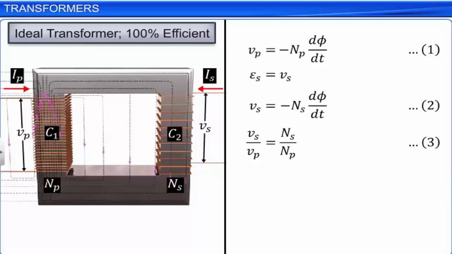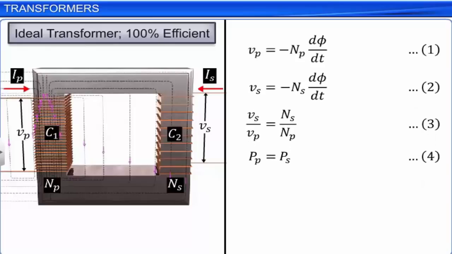Now, for an ideal transformer, we have power in the primary coil, PP, is equal to power in the secondary coil, PS. Let this be equation 4. This can be written as IP into VP is equal to IS into VS. Or VS by VP is equal to IP by IS. Let this be equation 5.